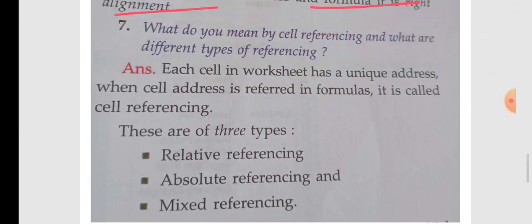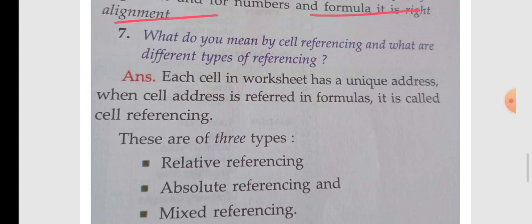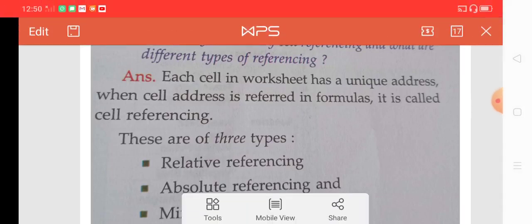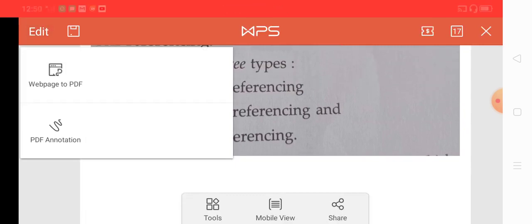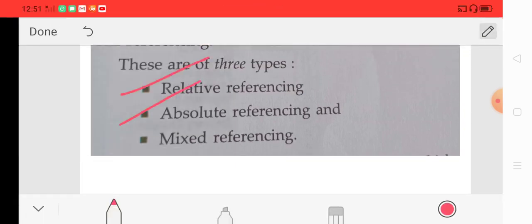Our last question is, what do you mean by cell referencing, and what are the different types of referencing? Each cell in a worksheet has a unique address, as we know, and when a cell address is referred to in a formula, it is called cell referencing. There are three main types of cell referencing: relative referencing, absolute referencing, and mixed referencing.